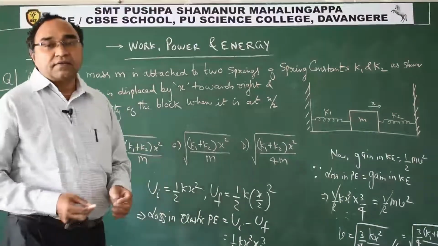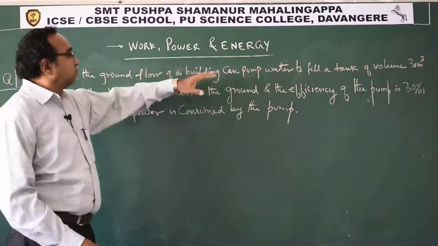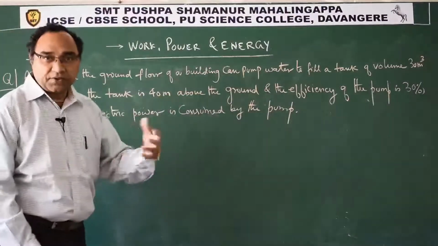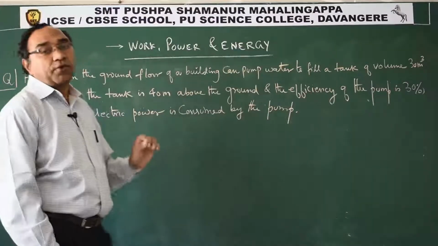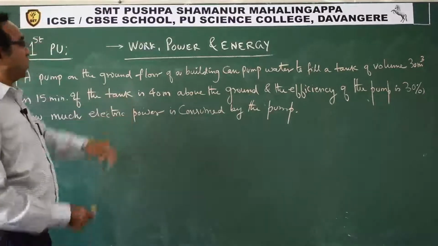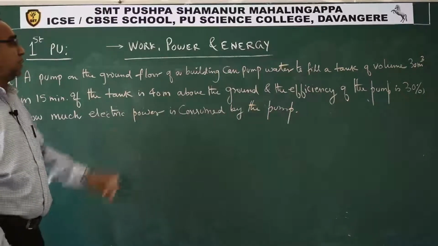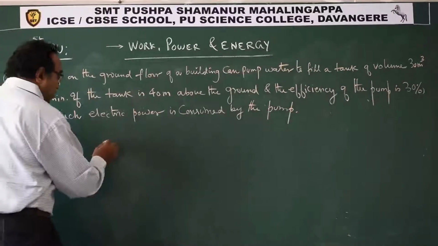Now let us take the next question. Well students, the next question is from power. Let us try to understand how to use this. This question involves a little bit of concepts from efficiency. The question reads like this: a pump on the ground floor of a building can pump water to fill a tank of volume 30 cubic meter. So let us record the data.